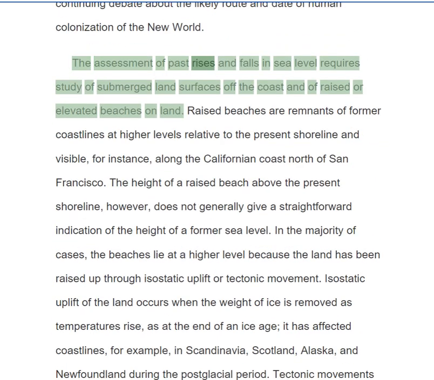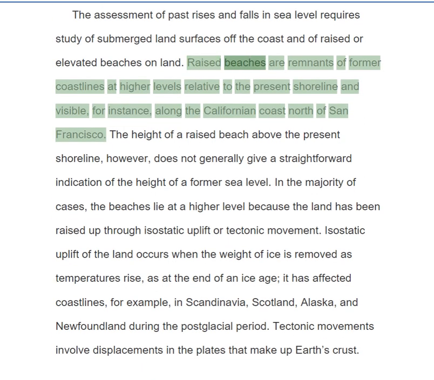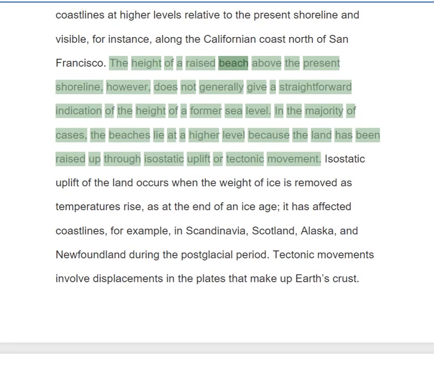The assessment of past rises and falls in sea level requires study of submerged land surfaces off the coast and of raised or elevated beaches on land. Raised beaches are remnants of former coastlines at higher levels relative to the present shoreline, visible, for instance, along the Californian coast north of San Francisco. The height of a raised beach above the present shoreline, however, does not generally give a straightforward indication of the height of a former sea level.